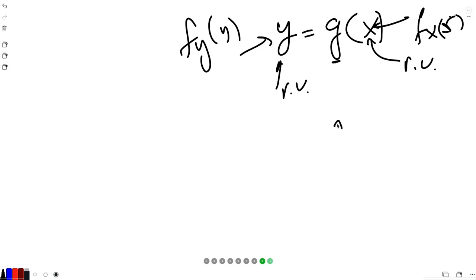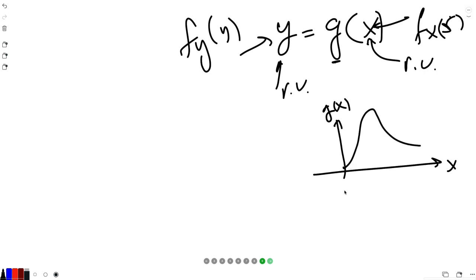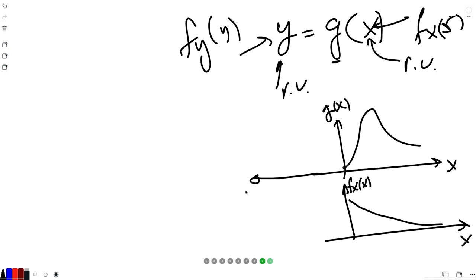Actually, if we represent this as x and g(x), the function or relation between x and y, assume that it is given with some certain equation. And we also have the distribution of x, which is fx(x), and assume that it has some distribution. We are interested in finding fy(y), the distribution of y. What will be the distribution of y? Of course, this cannot be a distribution in this shape, so it can be, for example, this way. Now, how to find that?